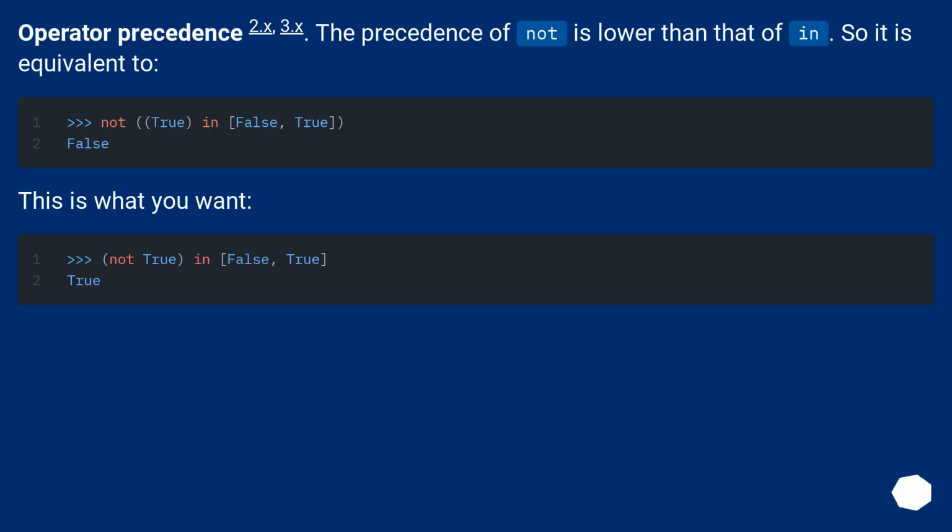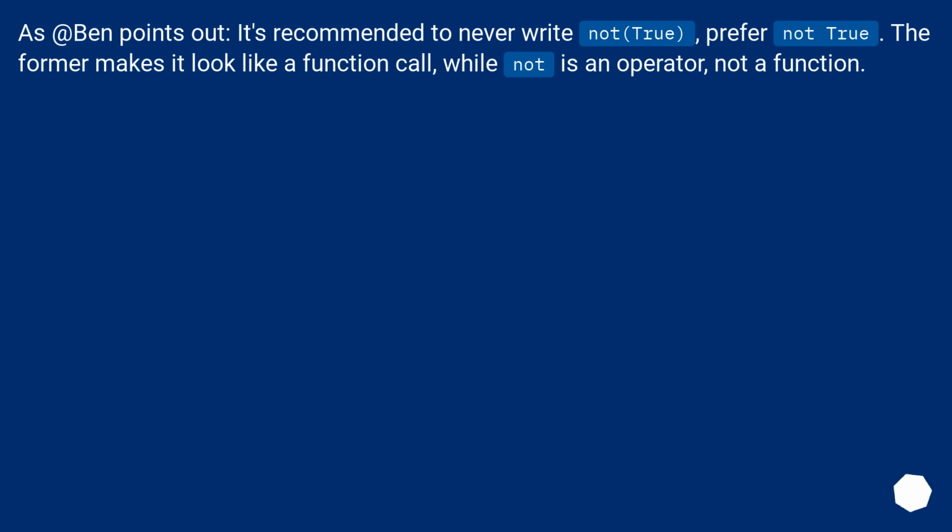Operator precedence 2.x, 3.x. The precedence of not is lower than that of in. So it is equivalent to `not (True in [False, True])`. This is what you want. As Ben points out, it's recommended to never write `not(True)`, prefer `not True`. The former makes it look like a function call, while not is an operator, not a function.